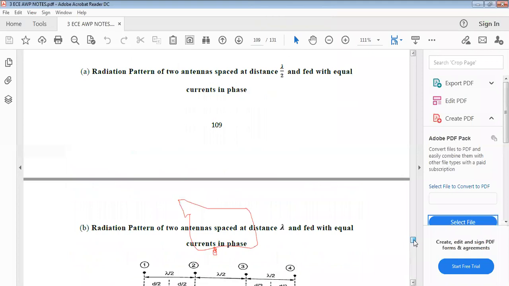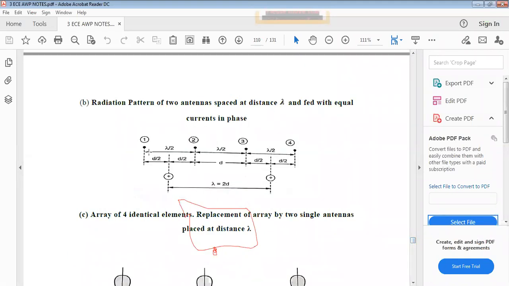See here, these are the four elements: element 1, element 2, element 3, element 4. All these antenna elements are spaced equally as lambda by 2, lambda by 2, lambda by 2. The distance between these two antenna elements is 2D. The radiation characteristics of the half-wave dipole are already known, and those of the 2D length are also known. You just have to multiply these two, then we get the radiation characteristics.